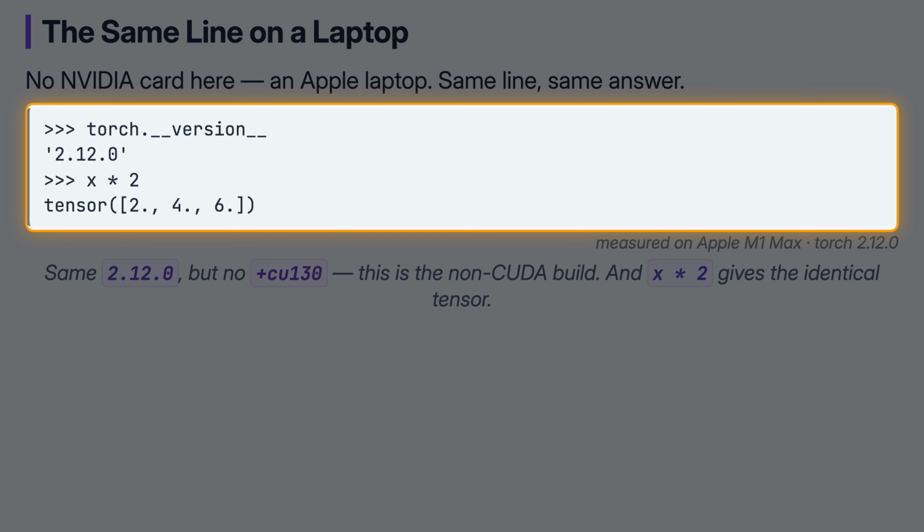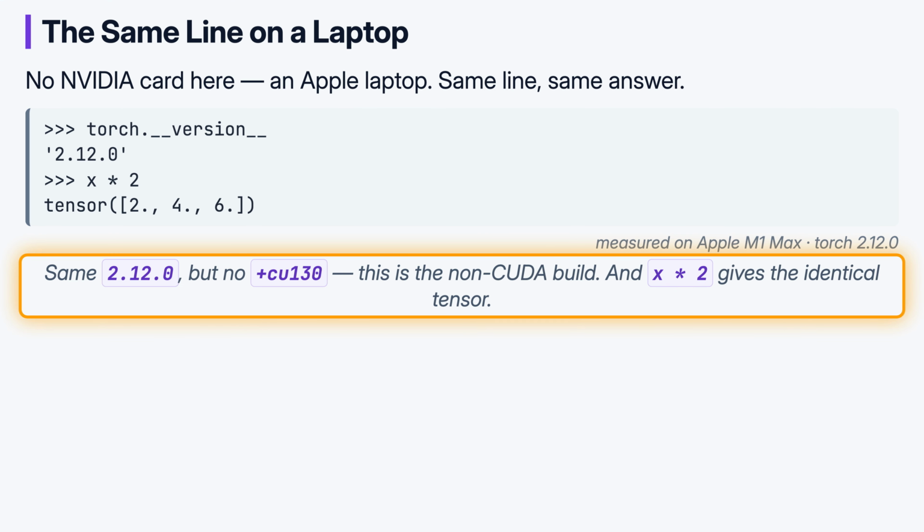Same 2 lines, but on an Apple laptop with no NVIDIA card. The torch version prints 2.12.0 with no plus CU this time. And x times 2 gives the same answer, 2, 4, 6. So this is the non-CUDA build, and the result is identical. PyTorch reports what your machine has, and the code you write is the same everywhere.